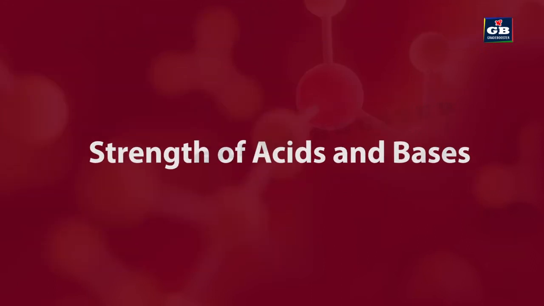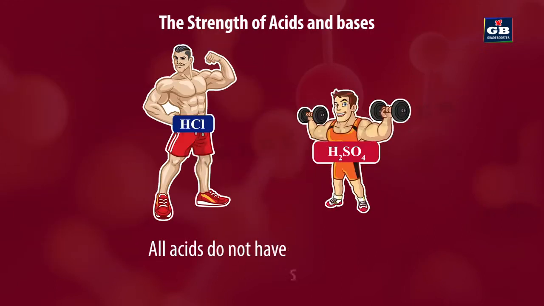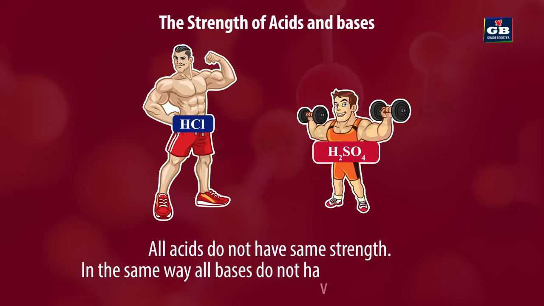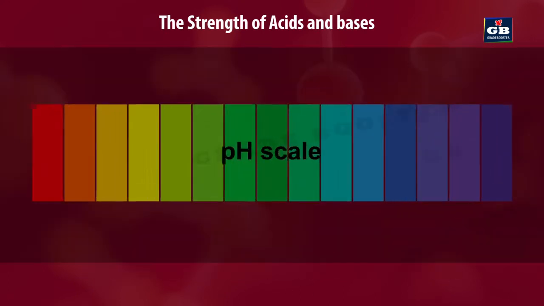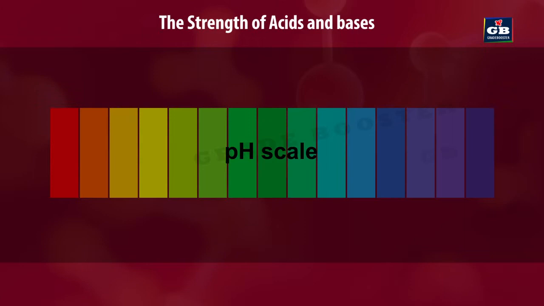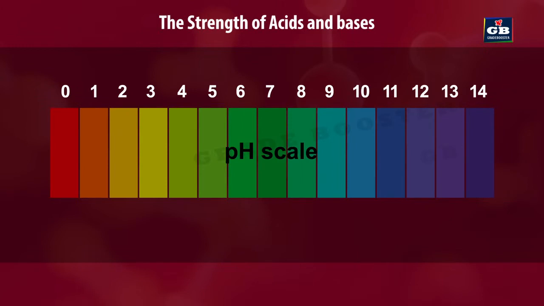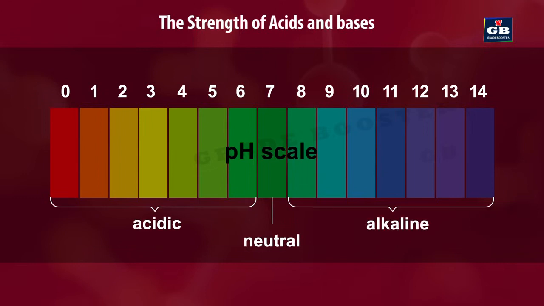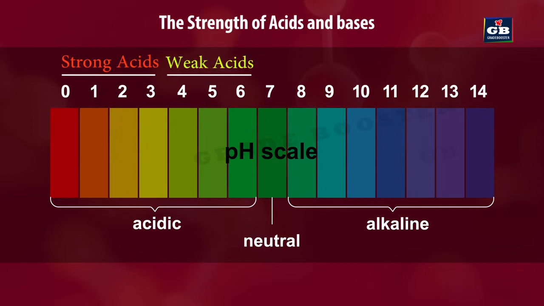Strength of acids and bases. All acids do not have the same strength. In the same way, all bases do not have the same strength. We can know the strength of an acid or a base using the pH scale. It has values from 0 to 14. The substances with pH 7 are neutral. The substances with pH below 7 are acidic and above 7 are basic. The acids that are closer to 0 are strong acids and closer to 7 are weak acids. The bases that are closer to 14 are strong bases and those closer to 7 are weak bases.